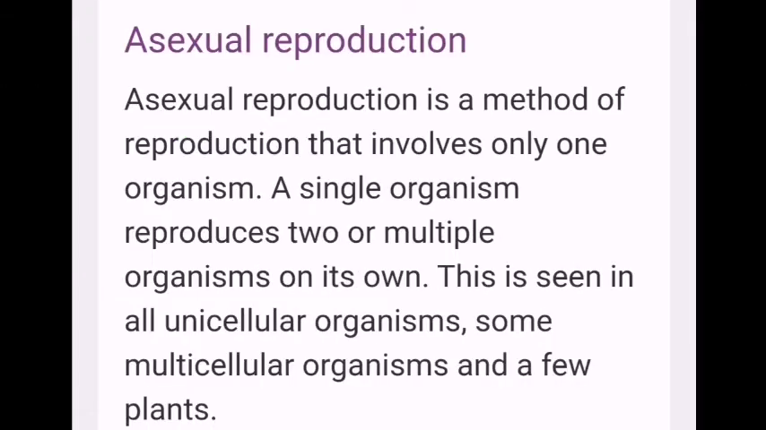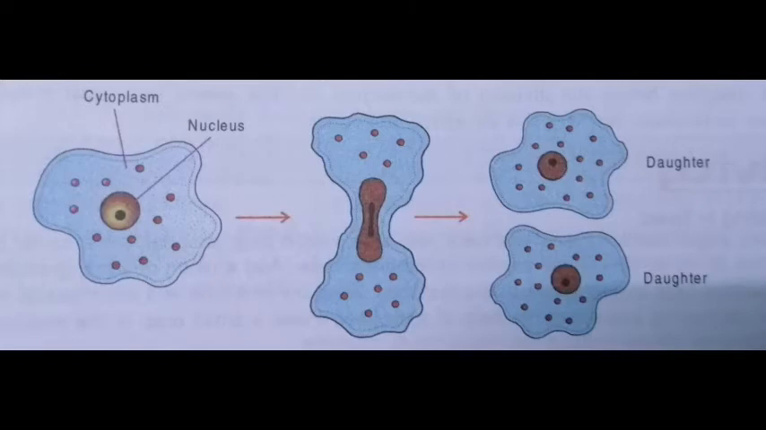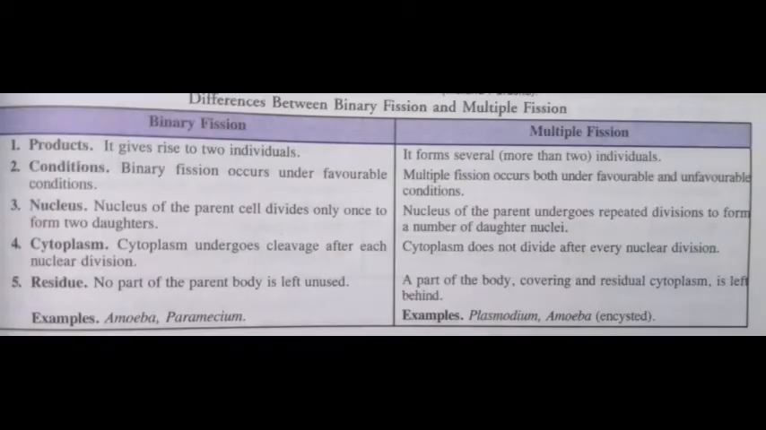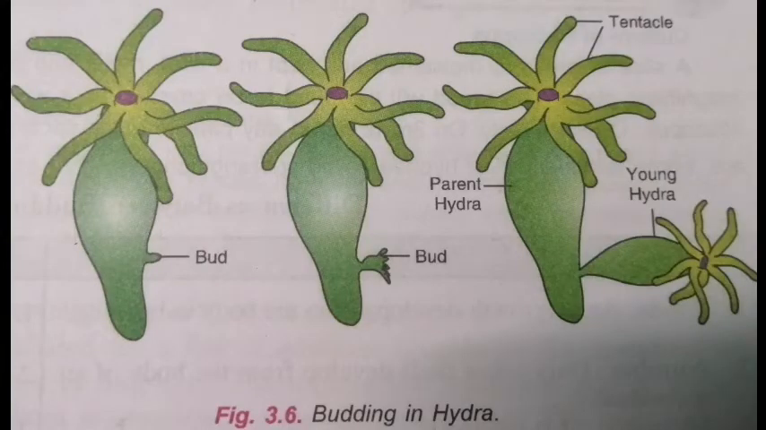Next is reproduction. Importance of reproduction. The modes of reproduction, that is asexual and sexual reproduction, and different methods of reproduction, that is binary fission, multiple fission. Now the next method of asexual reproduction, budding.